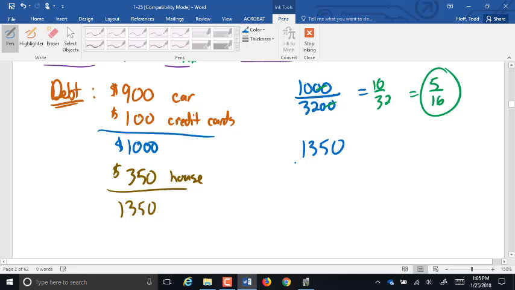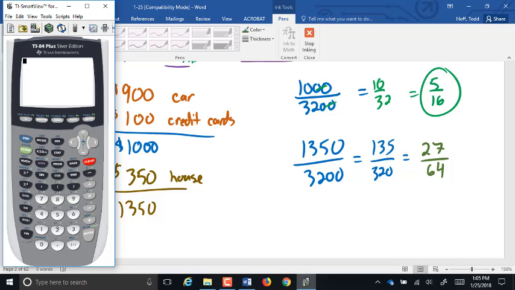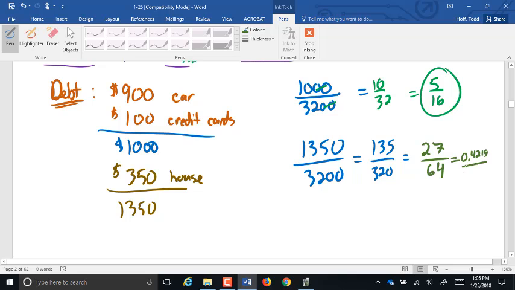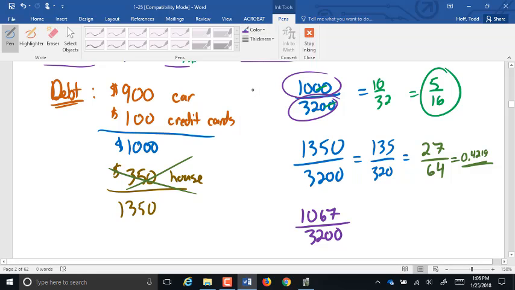So that's $1,350 out of 3,200, which is 135 out of 320. Both of those divide by 5. What is 1,350 divided by 5? 27 over 64. 27 64ths is 0.4219. Is that bigger than 1/3? Yeah. They're going to give you that loan? No. That's more than you can afford. To get to 1/3, 1/3 of the 3,200, by the way, is 1,067. So how much money do you have freed up to make on a house payment right now? 67 bucks.